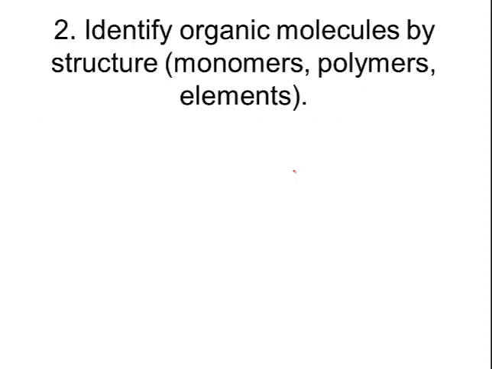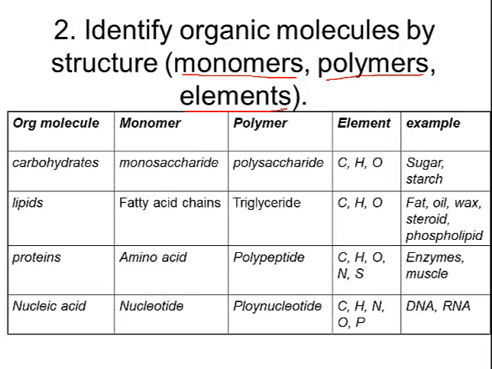Now remember, you need to be able to identify all of the organic molecules by their basic structures. That is their monomer names, their polymers, and the major elements that they're made of. So this table can help you with that. So you have each of your groups of organic molecules here: carbohydrates, lipids, proteins, and nucleic acids. So the monomer of a carbohydrate is a monosaccharide. Many monosaccharides are a polysaccharide. The elements that make up carbohydrates are carbon, hydrogen, and oxygen, and some examples: sugar and starch.